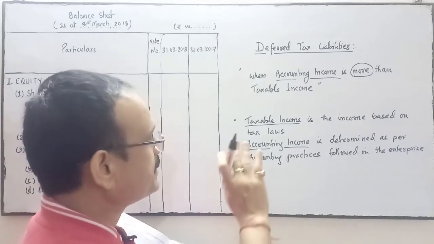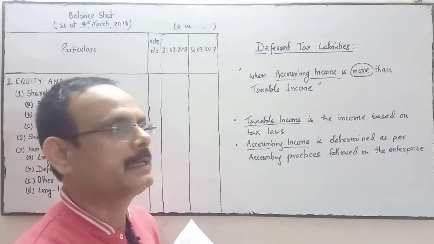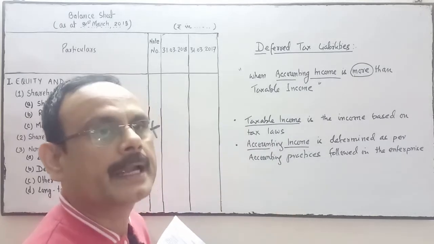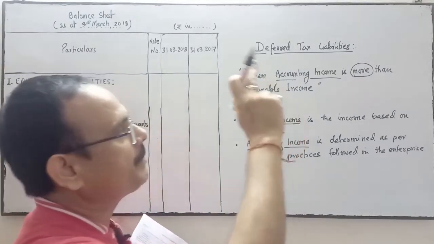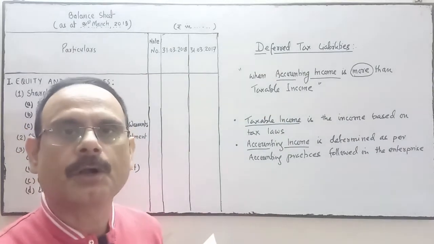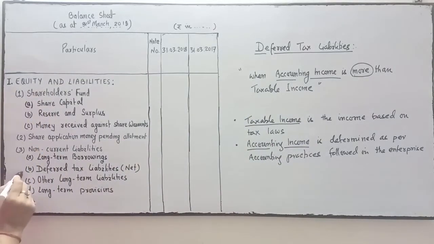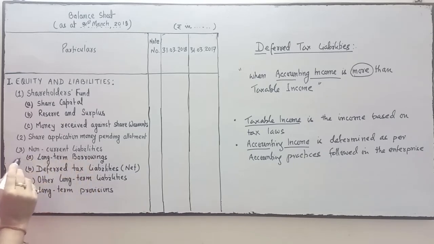So taxable income is the income which is based on tax laws, and accounting income is the income determined on the basis of accounting practices followed by the enterprise. So when the accounting income is more than the taxable income, it is called deferred tax liability, which is the second subheading under the heading non-current liability. Under this heading, the first subheading is long-term borrowings and the second is deferred tax liabilities.